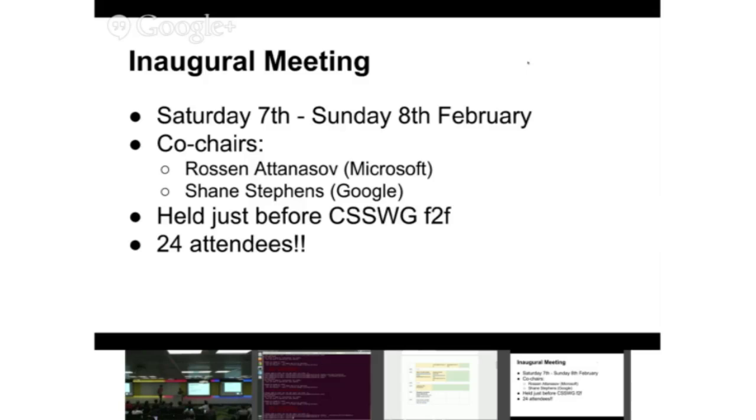So the inaugural Houdini meeting was held in Sydney Saturday the 7th and Sunday the 8th of February this year. It was held just before the CSS working group face-to-face. Myself and Rossen from Microsoft are the co-chairs of the group. And we had a whopping 24 attendees. When we were talking about setting up a task force for looking at extensibility in CSS, we didn't think that it would necessarily be a very popular idea. We were picturing like 10 or 12, a bunch of interested parties, nothing like the 24 that turned up.